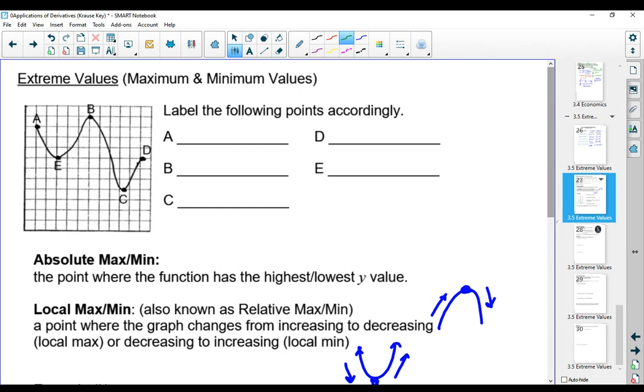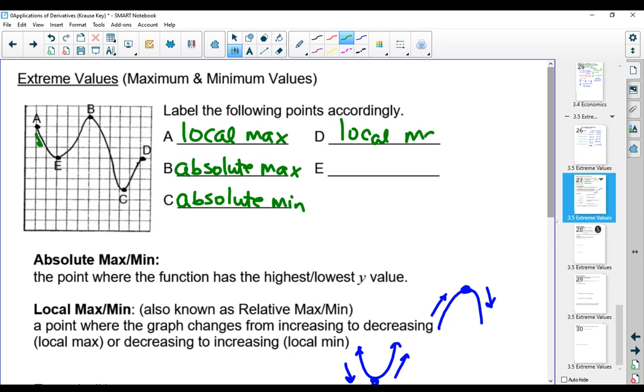So if we look at A, it has a high point, and the graph is decreasing after it, so that means if this graph had continued, it would have gone from increasing to decreasing. So this is a local maximum. B is the highest point on the graph, so that's an absolute maximum. C is the lowest point on the graph, so that's our absolute minimum. D would be a local max. And E would be a local min.